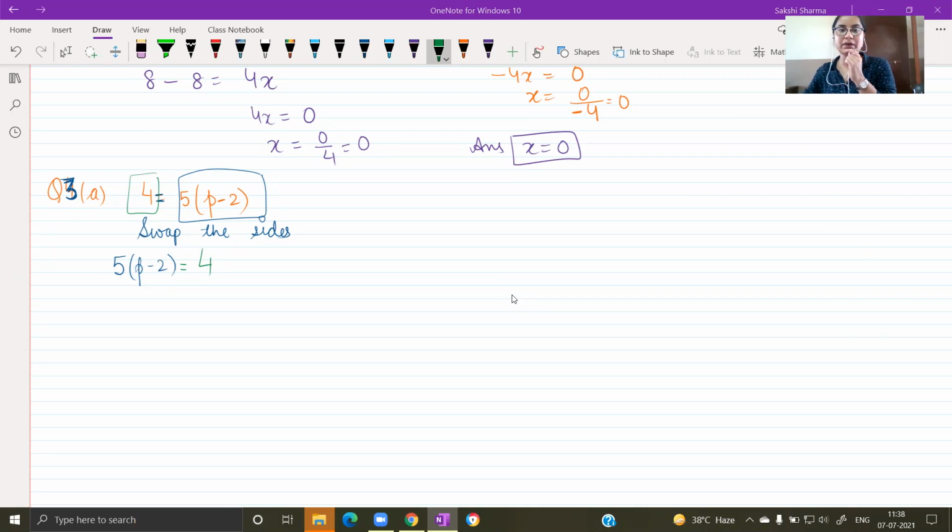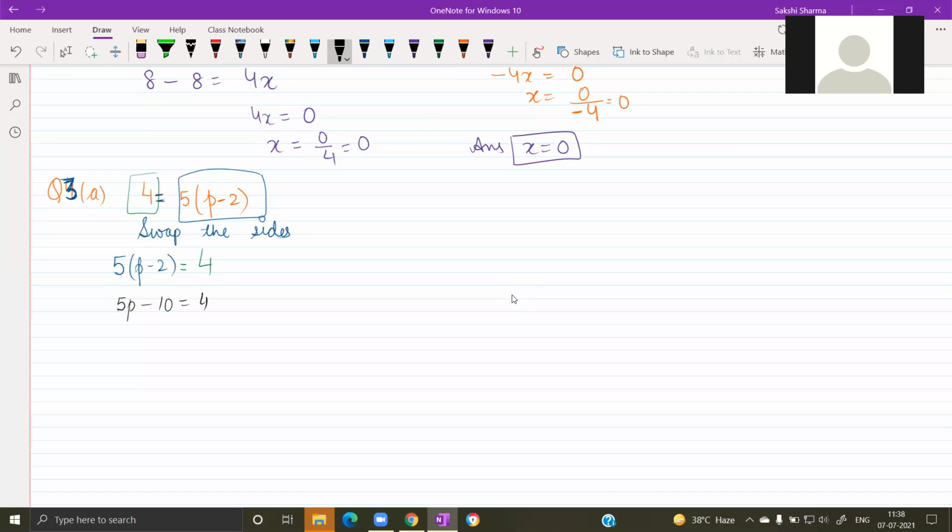Rishit, can you help me write the answer for this? Yes, ma'am. Swap the sides. 5p minus 10 equals to 4. 5p equals to 4 plus 10 equals to 14. P equals to 14 by 5.